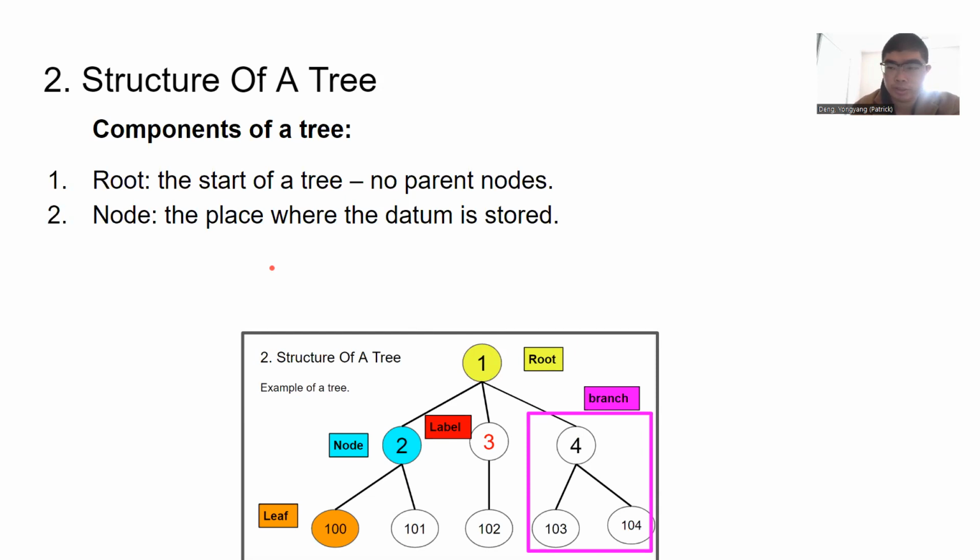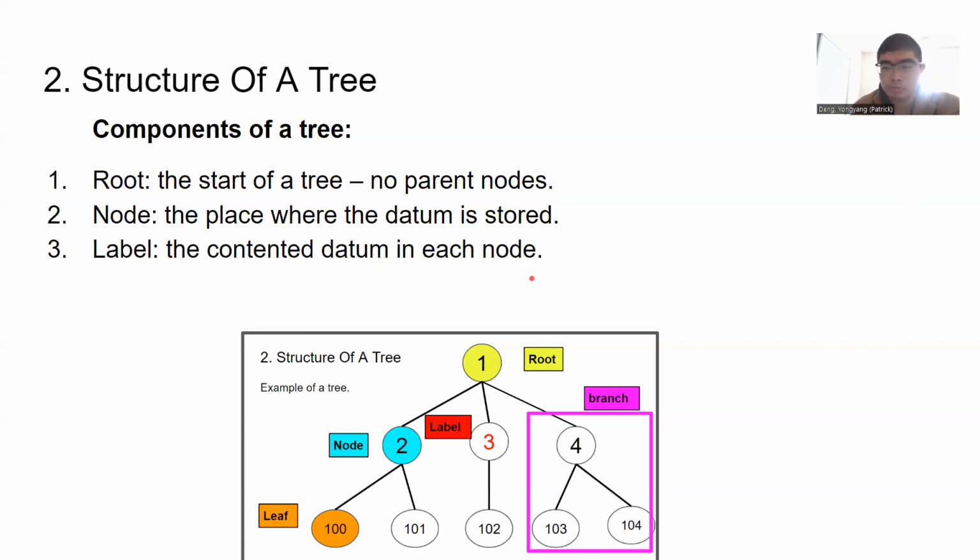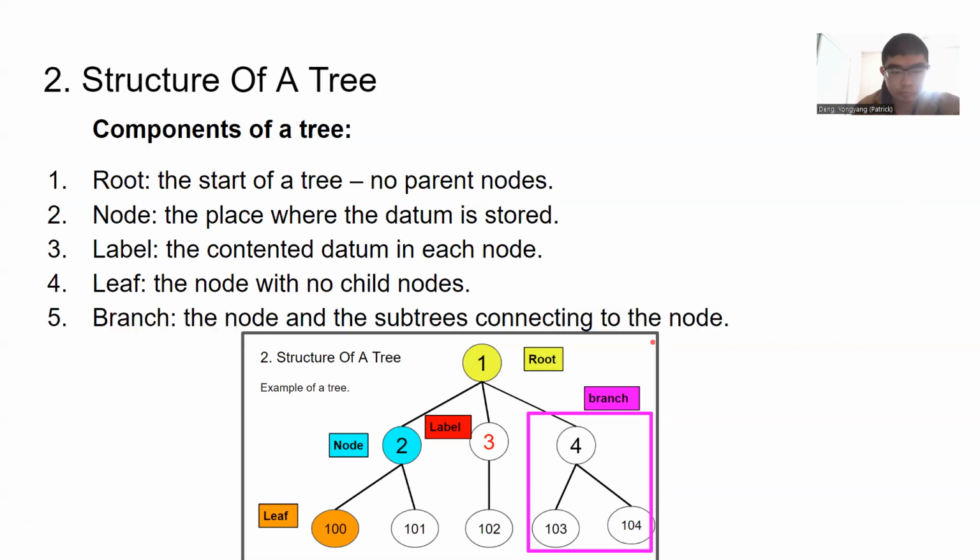And node is the place where the data is stored. So we have 1 and 2, they are data. And node is the place which stores this data. And label. Label is the content of the data in each node, like the data we actually want to store. And also the leaf, with no child nodes, which means that there's nothing below it. Yeah, it's the end of the branch.